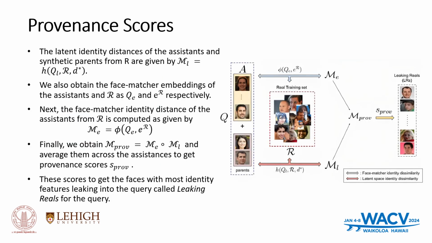After obtaining the latent space identity distance of the assistants and synthetic parents from the real training set images, we also obtain the face matcher identity distances of these two sets. The distances between these two sets across the image space and the latent space are multiplied element-wise and averaged across the members to give us provenance scores, denoted by SPROV. We use these scores to rank the real faces in the training set to get the leaking reals for the query, which are the real faces leaking the most identity information into it.